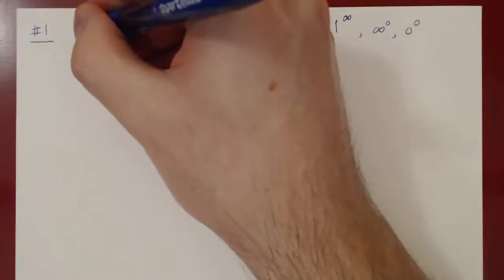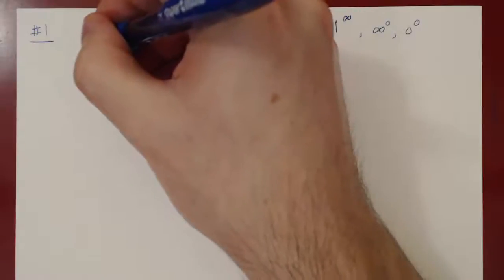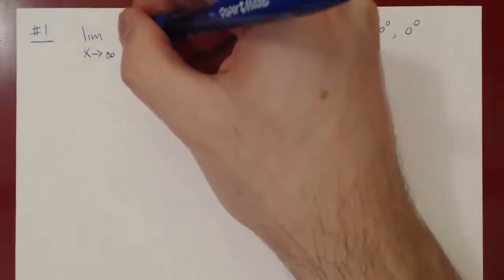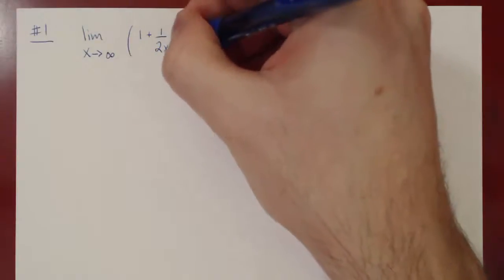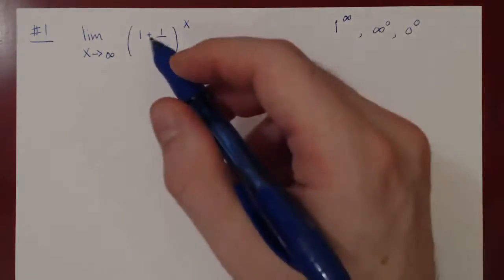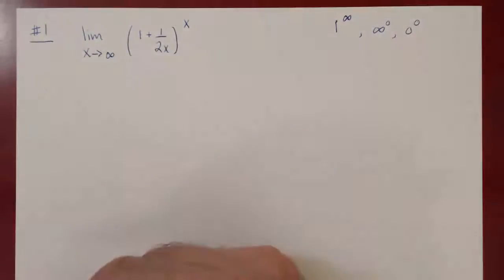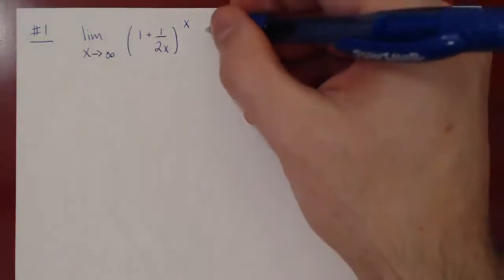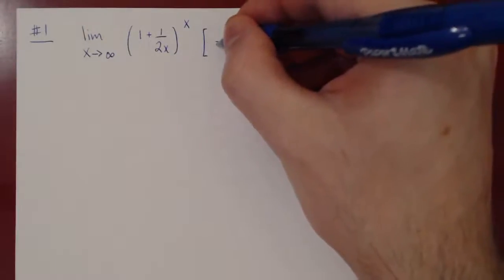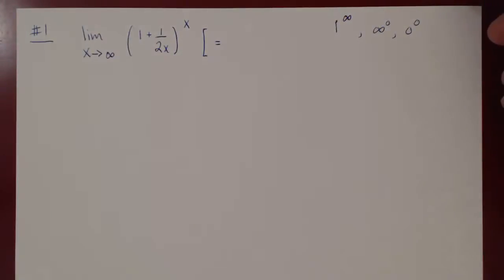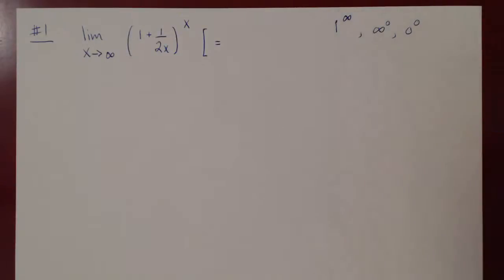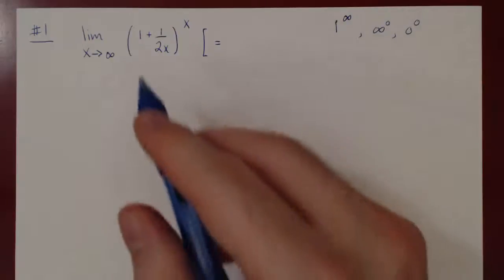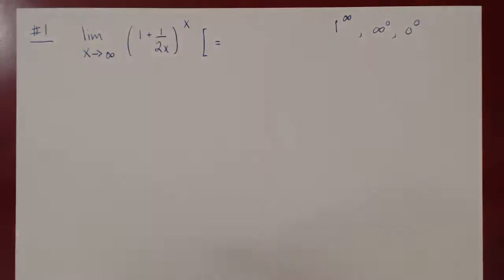Let's look at this limit. We're going to let x go to infinity of 1 plus 1 over 2x, to the power of x. So the limit looks deceptively simple, right? But let's look at what kind of case we get and realize that we have to be very careful. And the confirmation of this will be reached once we obtain the final answer of this limit.